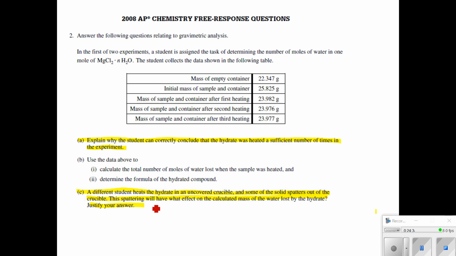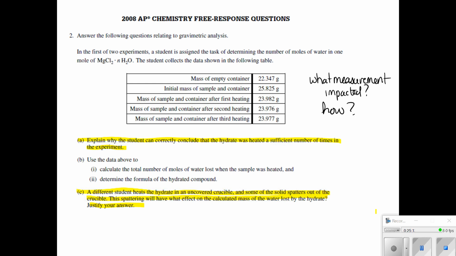In this example, let's say the student runs this experiment and doesn't cover their crucible very well. If you remember when we did this, the crucible was covered to prevent spattering. So if during the heating process it's uncovered and some of the solid spatters out of the crucible, what effect is that going to have? And justify your answer. So if there's a source of experimental data, you should always ask yourself what measurement is going to be impacted and how, like in what direction, right?